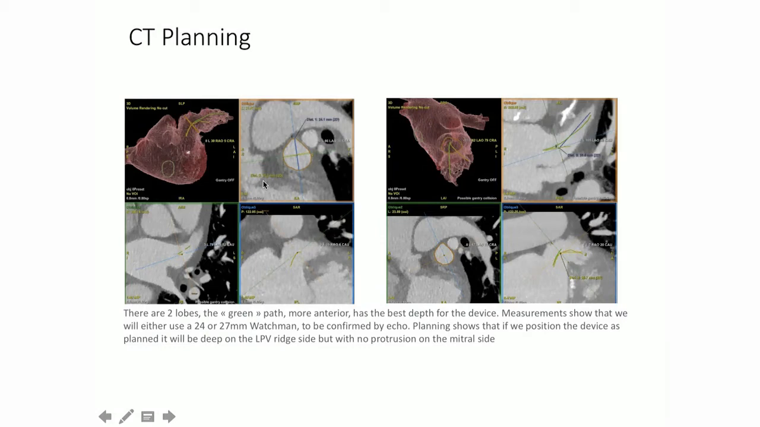The planning also shows that if we position the device as planned, it will appear a little bit deep on the left pulmonary vein ridge, as you could see here. So it would appear a little bit deep if we position it here. However, it will be perfectly positioned on this side, on the mitral side, without any protrusion. So this was our targeted final position for the device in this specific patient.